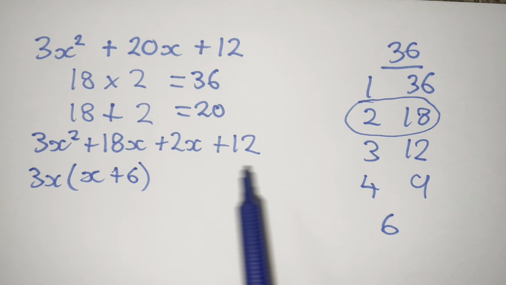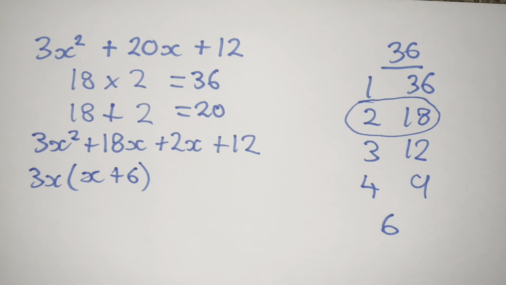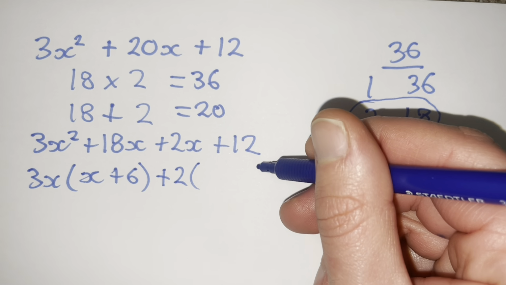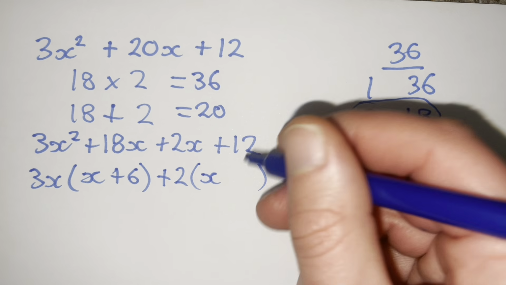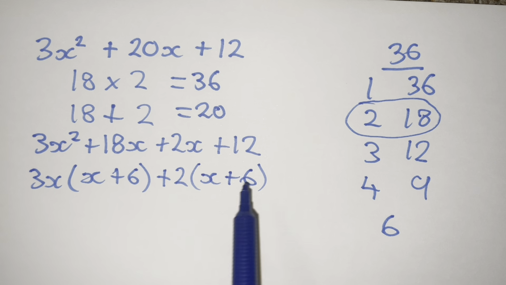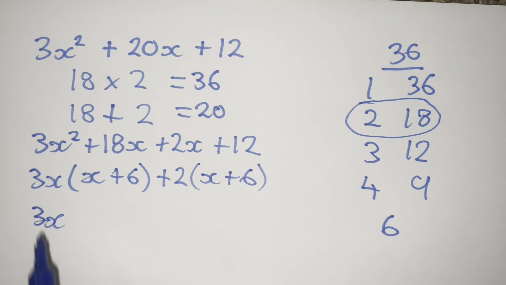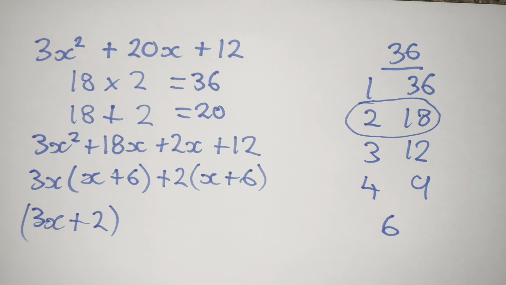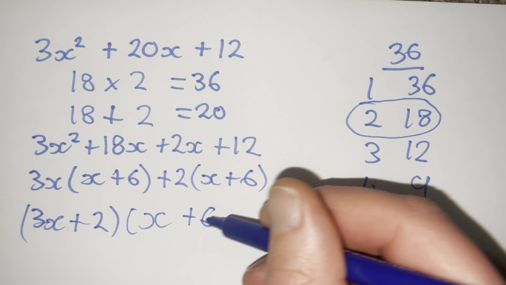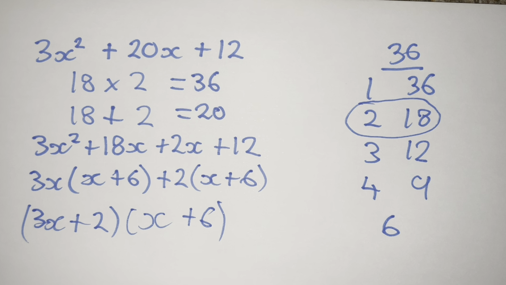Now let's factorise the third and fourth terms. I see I can take a 2 out of both. And then to go from 2 to 2x, I'm multiplying by x. From 2 to 12, I multiply by 6. And I see again, I get these matching brackets here, x plus 6 and x plus 6. So I can factorise this whole expression here, taking out the x plus 6, and that leaves me with 3x plus 2, and then my second bracket, x plus 6. So my final answer when I factorise this expression is (3x plus 2)(x plus 6).